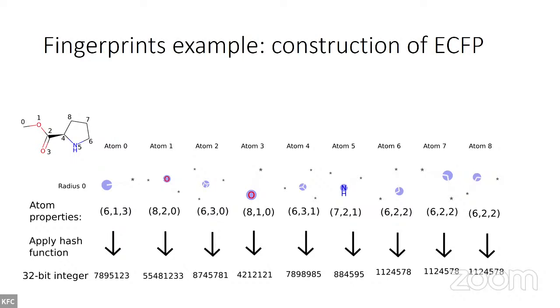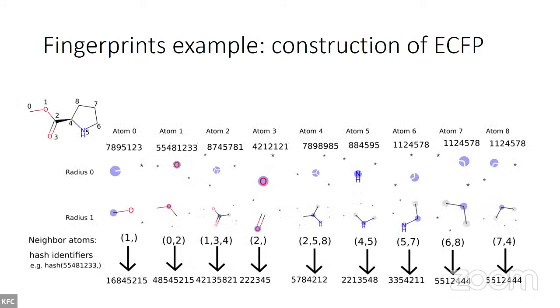And actually, this hash function can be whichever you want it to be. Typically, one is chosen that gives a 32-bit integer as its output. It should ideally distribute totally randomly and evenly over the 32-bit space. And what this means is that each of these atoms has a number associated with it. So I put them here above.